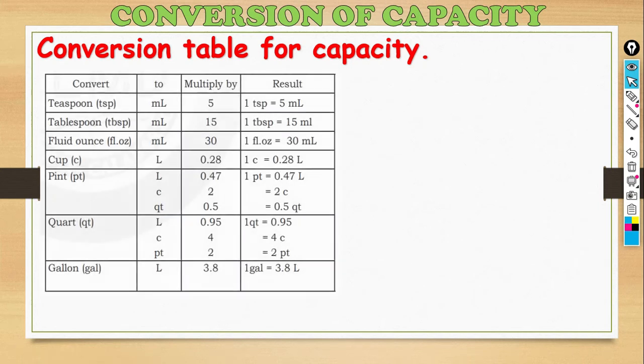So, ngayon naman, let's have the conversion of capacity. And here is the conversion table for capacity. So, we have here from unit to another unit. Mag-multiply lang din tayo. So, katulad ng teaspoon, converting it to milliliters, mag-multiply lang daw tayo ng 5. So, the result is 1 teaspoon equals 5 milliliters. Kung vice versa naman, converting milliliters to teaspoon, ang gagawin natin sa multiply, magdi-divide naman tayo. Okay? So, let's have example.